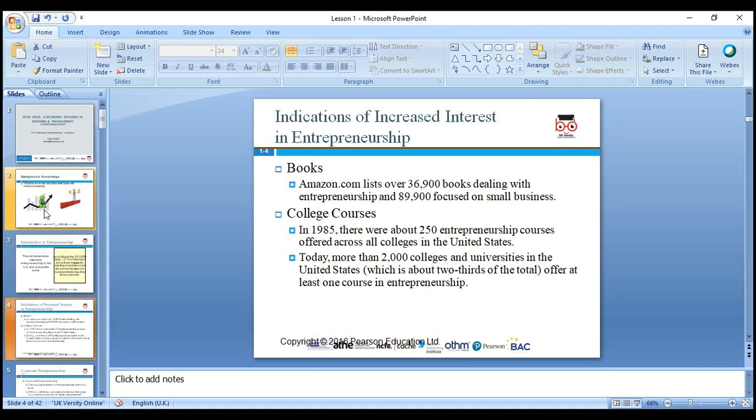So we need to look around those indications of increased interest in entrepreneurship. Why? There are over 36,900 books listed on Amazon dealing with entrepreneurship.